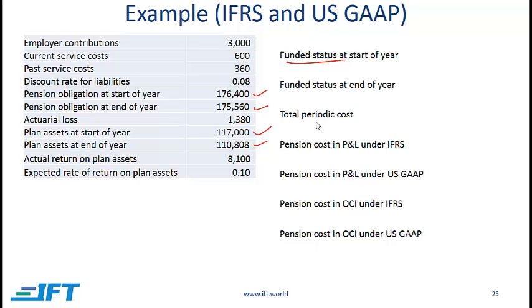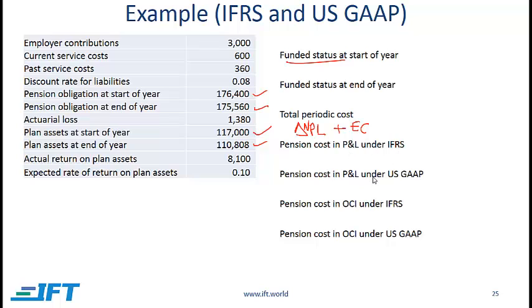What is the total periodic cost? That is going to be the change in net pension liability plus the employer contribution, which is 3,000. Then the pension cost under P&L. So we need to remember which components are reported under P&L under IFRS.